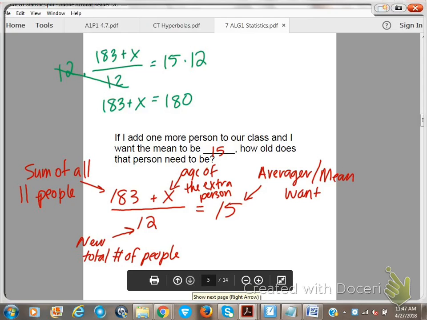Are you gonna tell me that he's 3 years old? Yes, I would need to bring my son in. Yeah, we're trying to get x by itself, so we need to minus 183. That's all. Okay? So our extra person would need to be 3 years old. Wow.